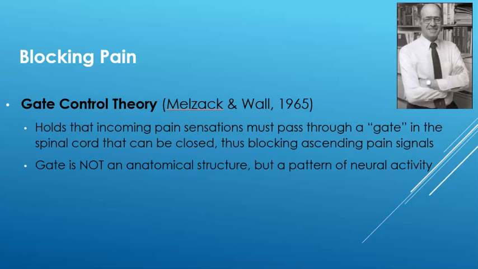Now, of course, this gate isn't an anatomical structure, but more of a pattern of neuronal activity. So really, it's more like the nerves decide not to pass on the information. This is a big theory when studying pain itself. This led to major advances in the study of pain, and pain results from the opening and closing of this gated mechanism, it says. So events in the spinal cord can open a system of spinal cord gates that allows the nerve impulses to travel towards the brain.